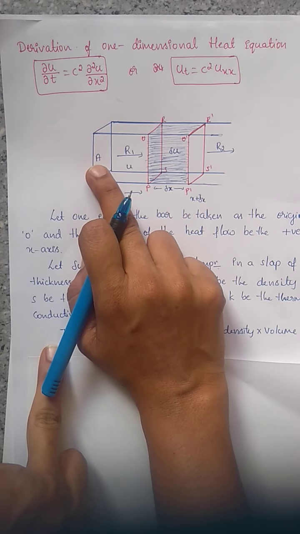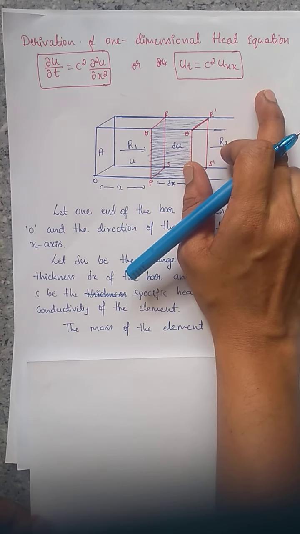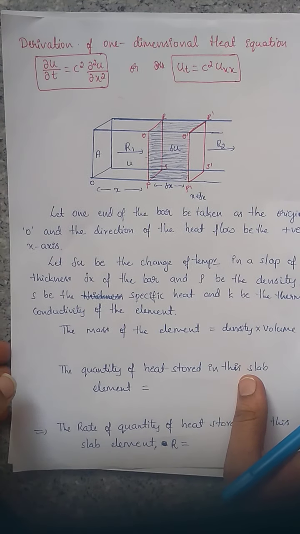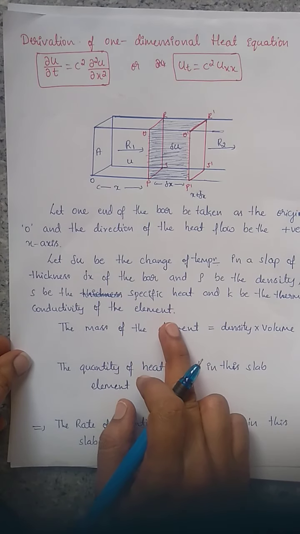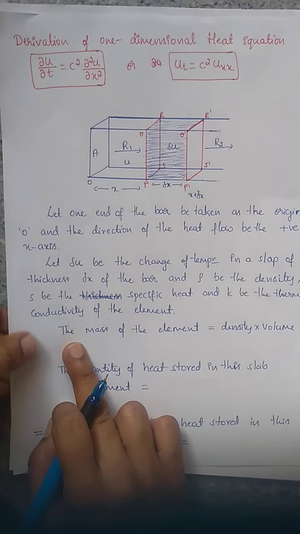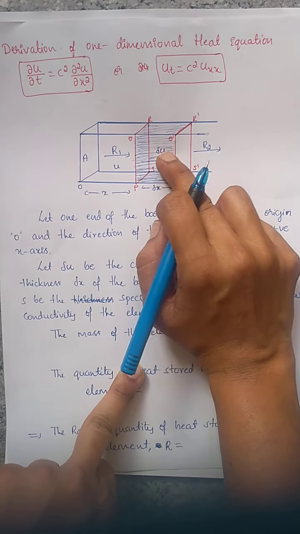The area is A. Next, to derive the one-dimensional heat equation, I consider three variables: rho, S and K. Rho is the density, S is the specific heat, and K is the thermal conductivity. Next I consider the mass of the element.